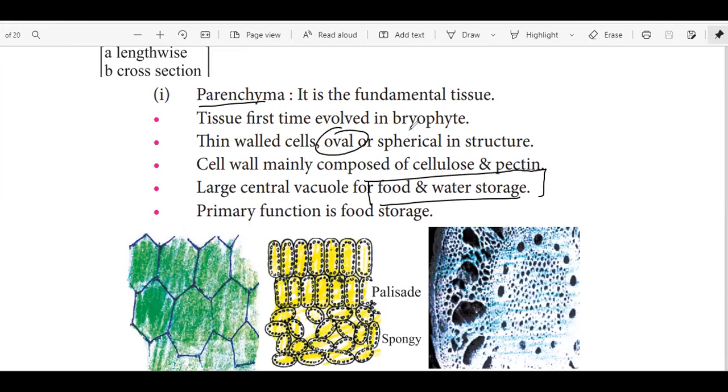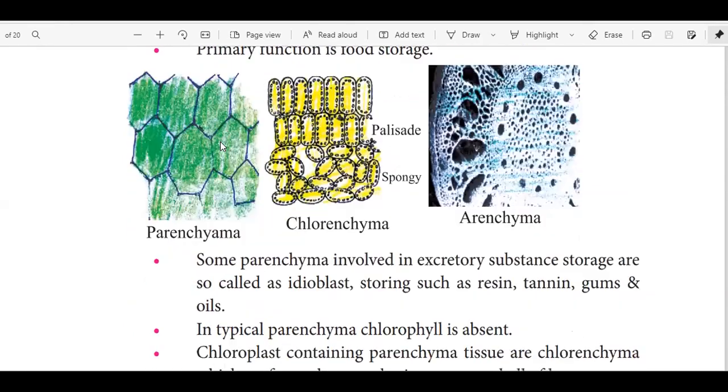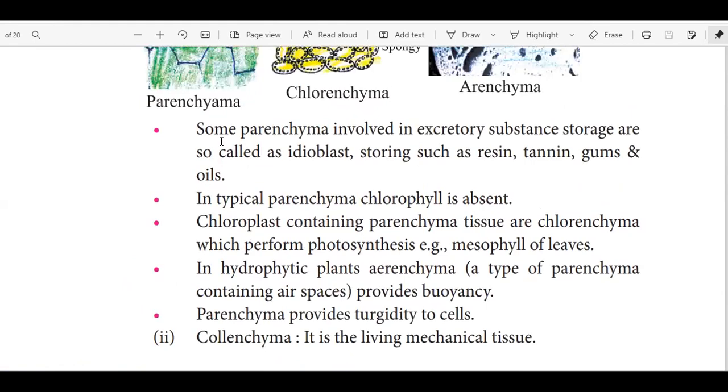Like we have oval shapes, spherical shapes, and their cell wall is made up of pectin and cellulose. Generally a plant's cell wall is made up of cellulose and pectin, so this is also similar. Some parenchyma are involved in excretory substance storage, meaning they are responsible for removal of waste products. They are also called idioblasts, storing resins, tannins and oils.